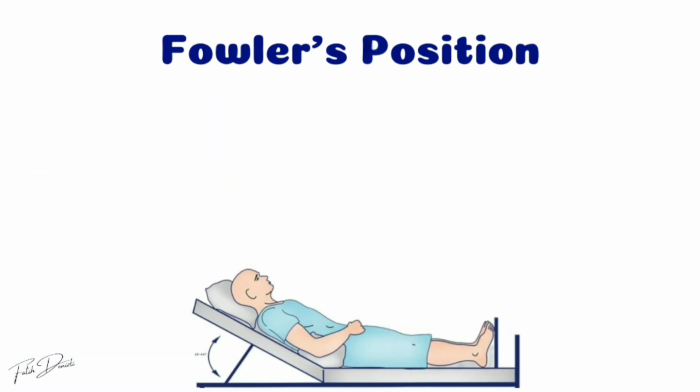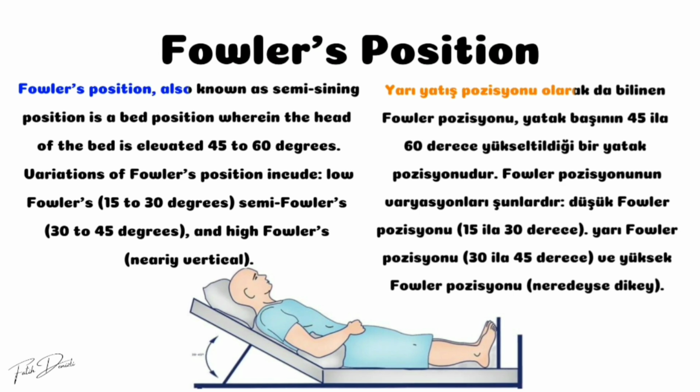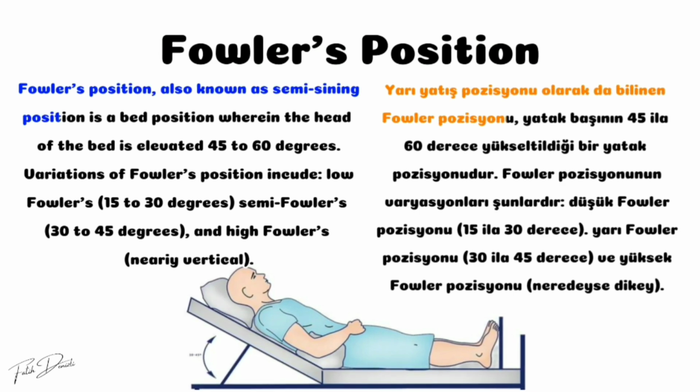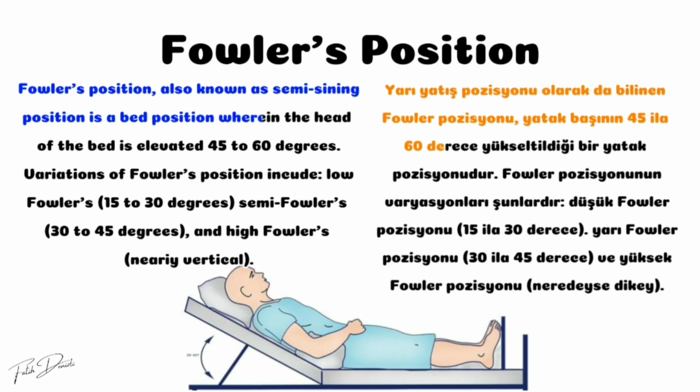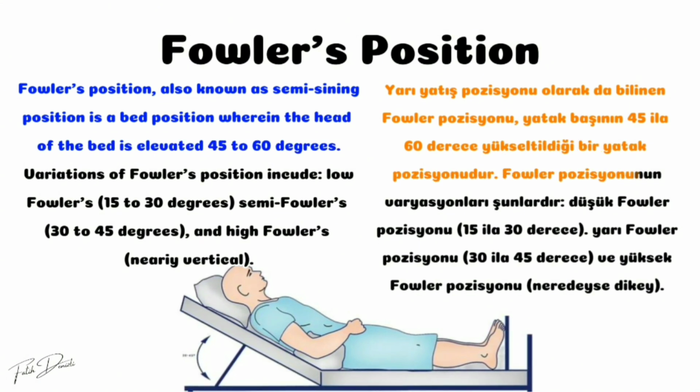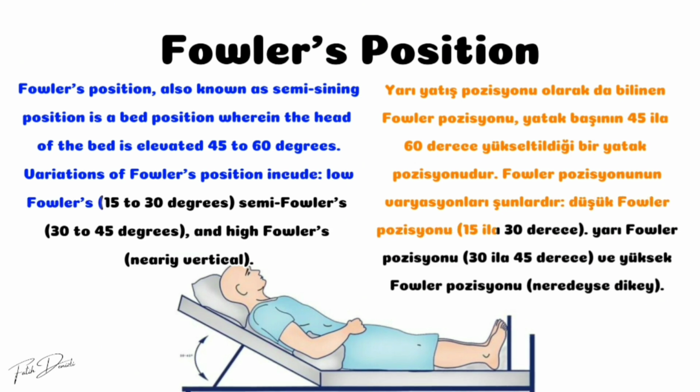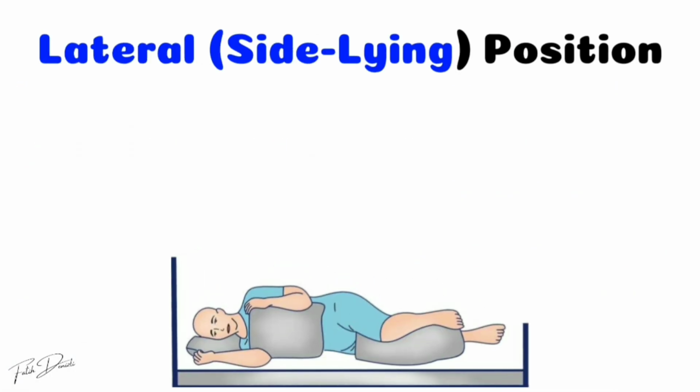Fowler's position. Fowler's position, also known as semi-sitting position, is a bed position wherein the head of the bed is elevated 45 to 60 degrees. Variations of Fowler's position include low Fowler's 15 to 30 degrees, semi-Fowler's 30 to 45 degrees, and high Fowler's near vertical. Lateral side lying position.